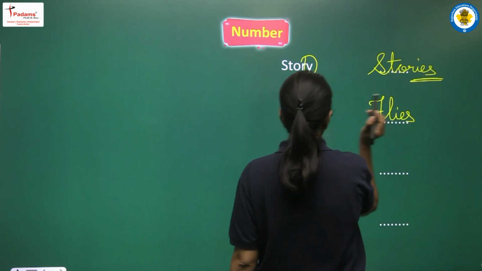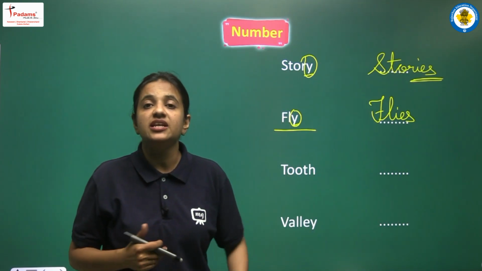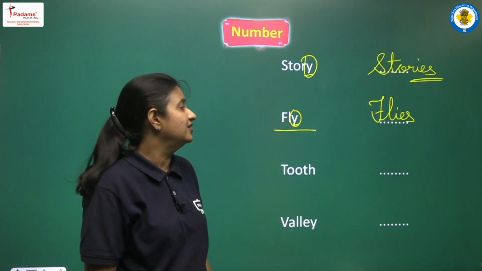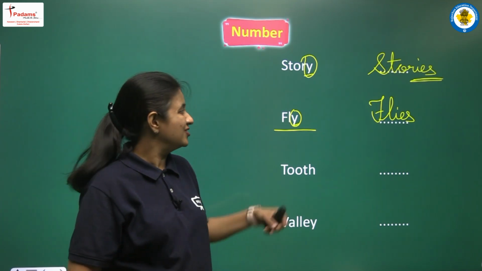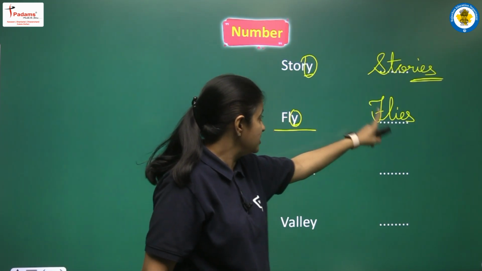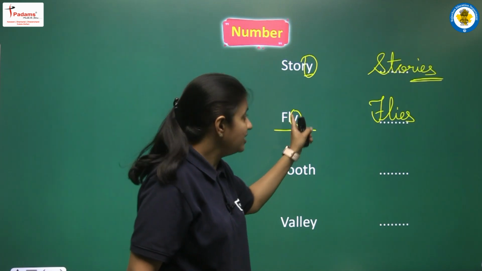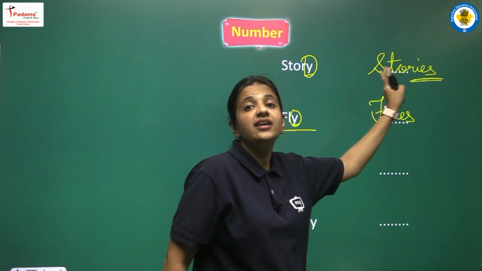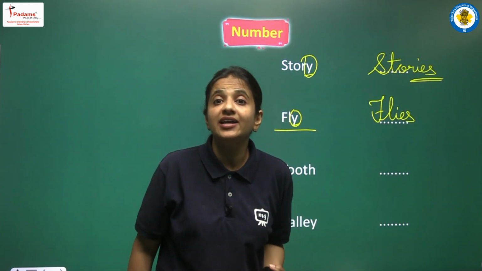FLIES. Okay, so this is fly. It means an insect, one of the insects that is very common in our houses also. So this is fly. We are having a singular noun, and when we are doing the conversion, we have to remove this Y. In the place of Y we are adding IES. So now it will be flies.